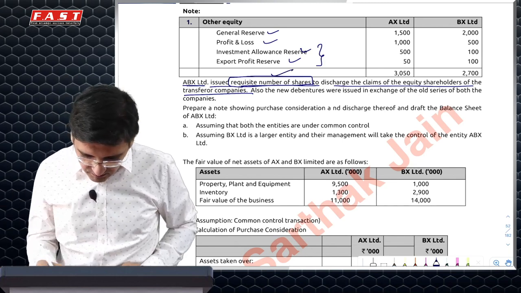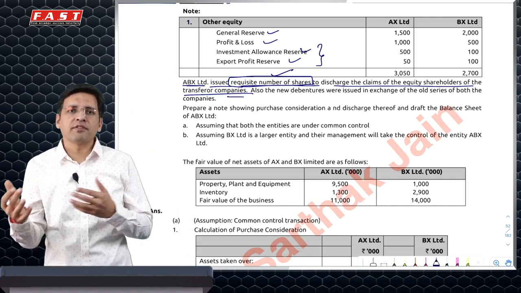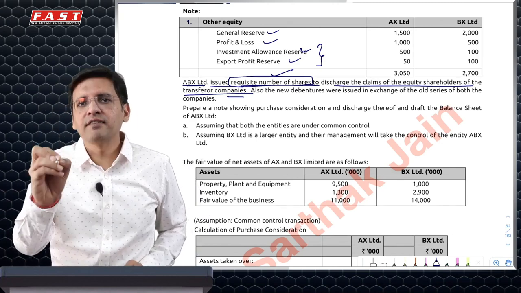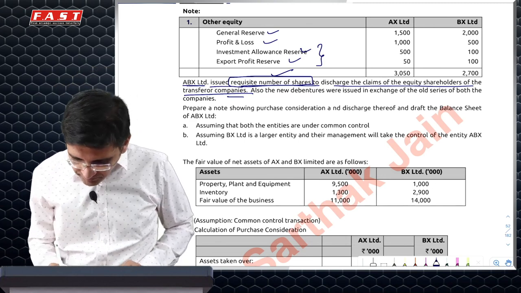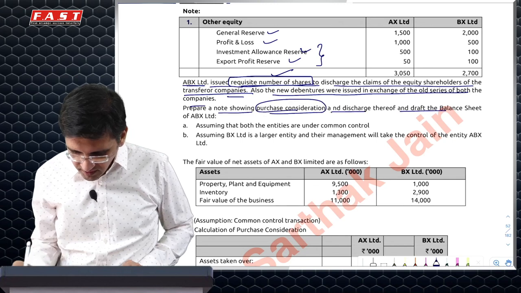So it says requisite number of shares are given to the transferor company. I'm not repeating things because this is a revision. You can always rewind and replay and listen to what I've said. But what I've said, each and every word has been carefully drafted and said, and it's absolutely perfect. New debentures were issued for hold. You have to show a note showing PC and discharge.